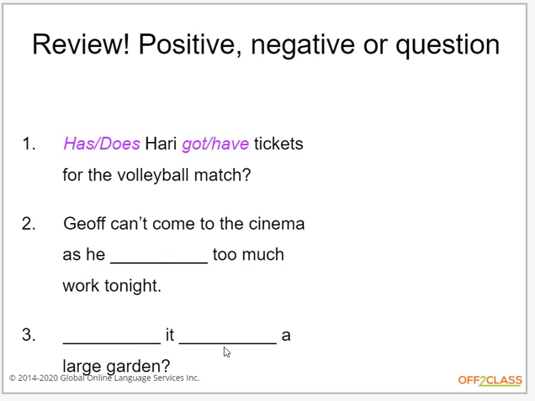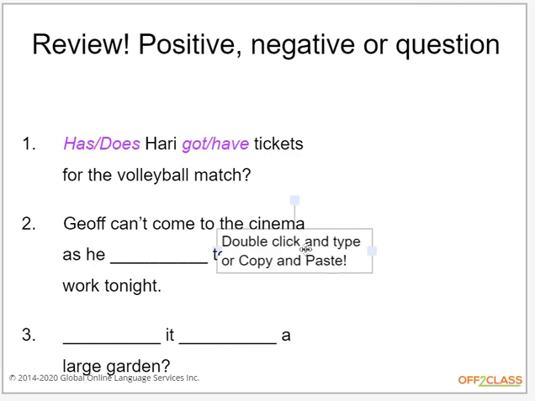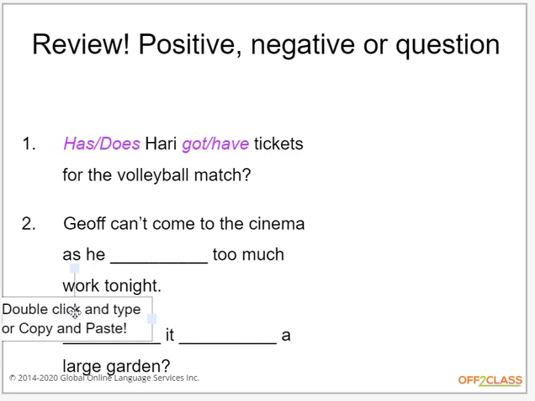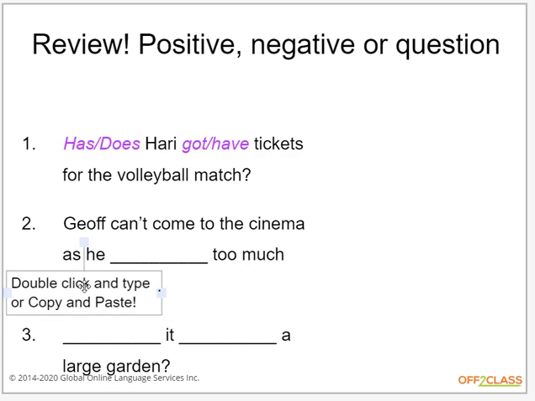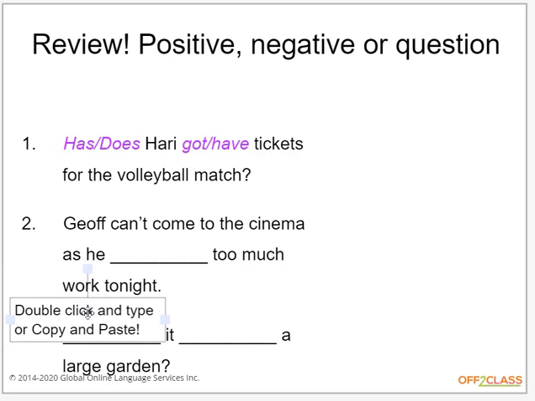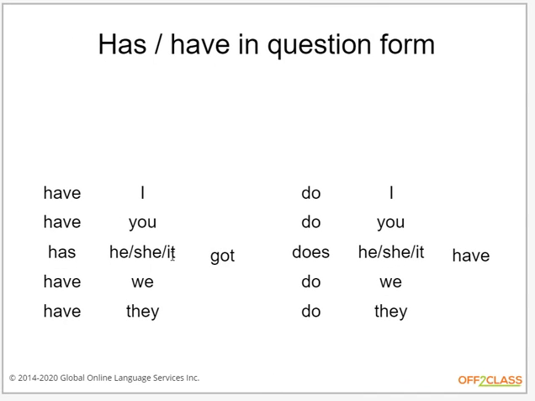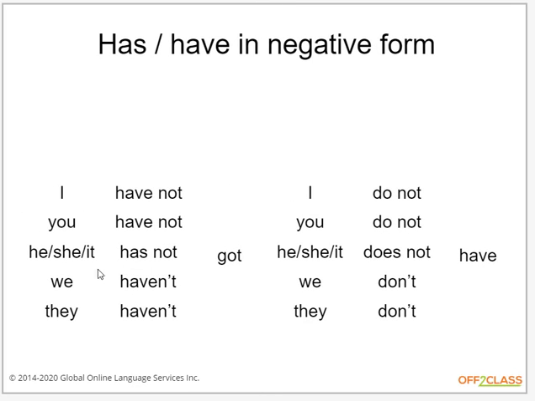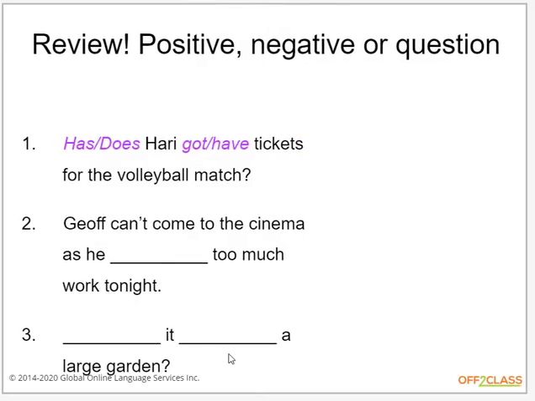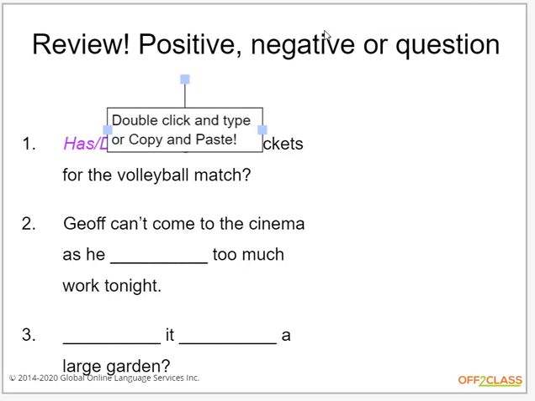Blank it blank a large garden. So how can you answer this one? Let's go back to it, right? It is always going to be used with has and does, right? So we go back here. He, she, and it, we were talking about third person. It's going to be has or got. So how would you answer this when we're using it?